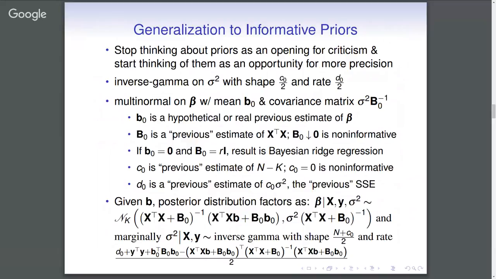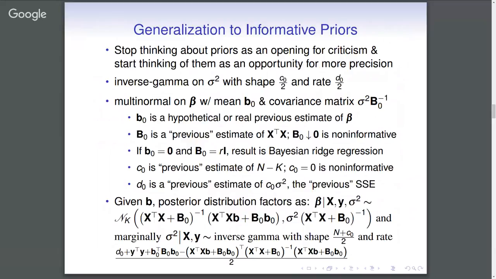So to a limited extent, if you choose particular priors, we can actually use informative priors and still get a posterior distribution that we can deal with in closed form. That entails putting an inverse gamma prior on the error variance with some shape and some rate, and a multivariate normal prior on the coefficients with some mean vector and some covariance matrix, sigma squared times B naught inverse. So how would we interpret these things? You can interpret B0 as a hypothetical or even a real previous estimate of beta.